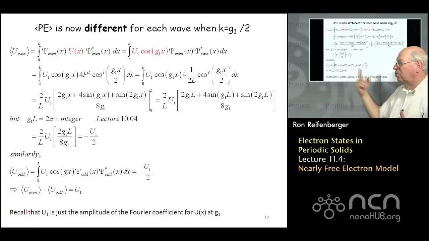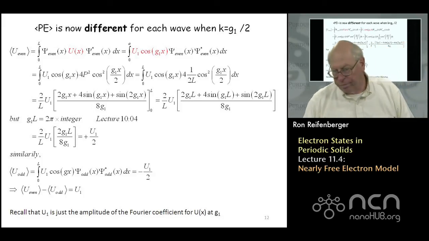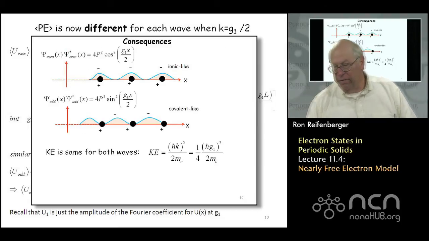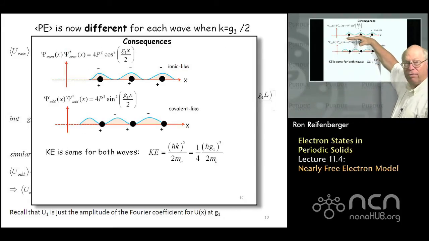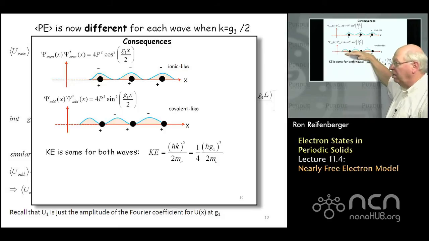And similarly, you can do the same calculation for the odd wave functions. You just have to replace cosine squared here by sine squared, so the integrals are a little different. But when you do that evaluation, you find that the expectation value for the potential energy for the odd wave functions is minus U1 by 2. And this simply means that the even situation, this alignment of charge with respect to the atom cores, has a slightly lower electrostatic potential energy than this configuration, where the electron states are aligned midway between the atom cores.